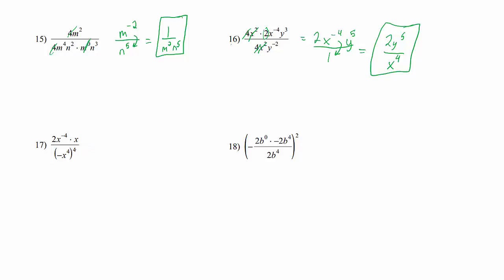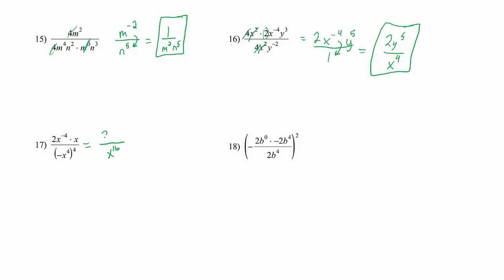(17). We need to take care of the parentheses pretty early on here. A negative, like a -1 for instance, to the fourth power becomes positive. Any even power makes a negative go away. So this will end up being a positive answer. And on bottom, I would change that to x to the 16th.